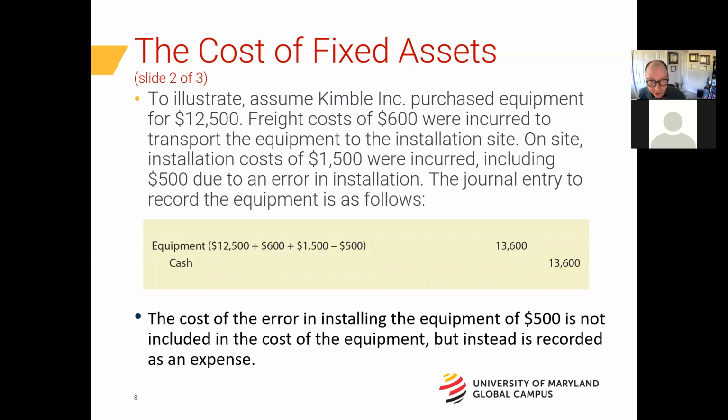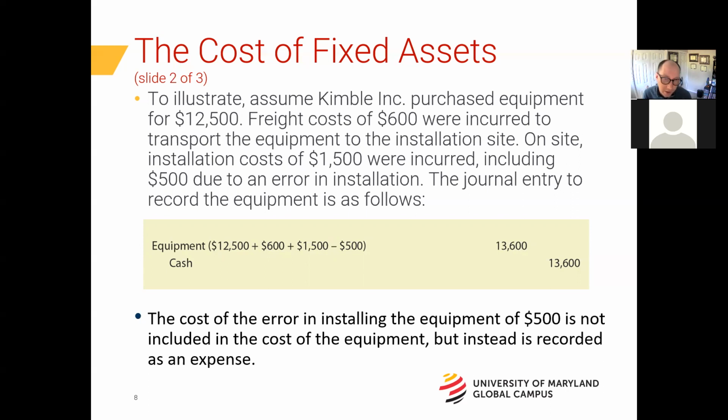So let's look at this as an example. Since this is accounting 220, let's look at it from the perspective of a journal entry to help us to understand the cost of the asset. Okay, so let's assume our company purchased a piece of equipment for $12,500. The cost of the freight was $600. The cost of installation was $1,500. And there was a problem with installation that cost us $500.